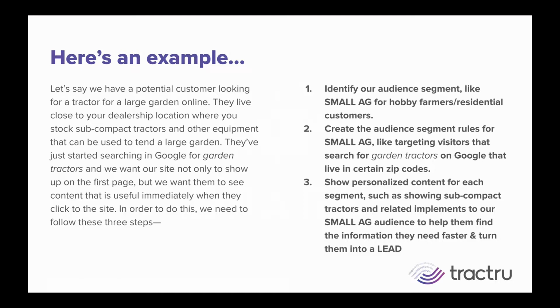The second step is creating an audience segment rule or rules for small ag. So this would be targeting visitors that search for garden tractors on Google or related terms, and visitors that live in a certain zip code or area.